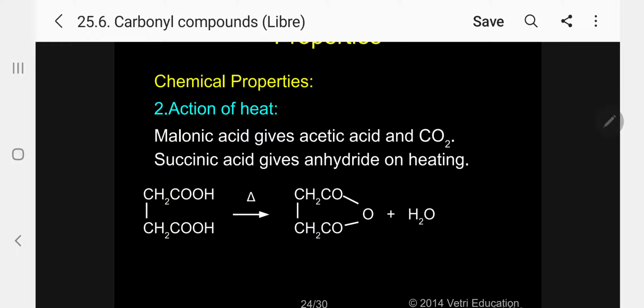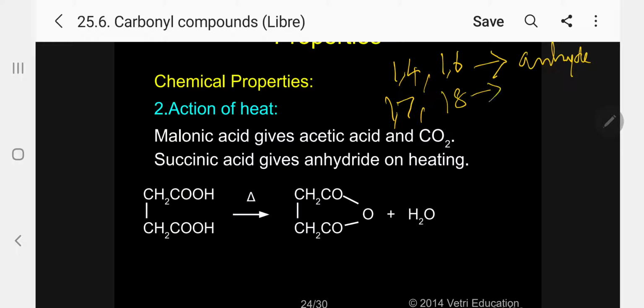See, whenever, kindly follow, the most important information is, any dicarboxylic acid is heated, 1,4 and 1,5, normally on action of heat gives anhydride. And 1,6 and 1,7 will give a ketone, a cyclic ketone. So this is Blanc's rule. Blanc's rule states that, please note, my dear students, when a dicarboxylic acid is heated, if it is a 1,4 or 1,5-dicarboxylic acid, it will give anhydride. If it is 1,6 and 1,7, it will give a ketone. Kindly follow. 1,4 and 1,5 give anhydride, 1,6 and 1,7 give ketone.